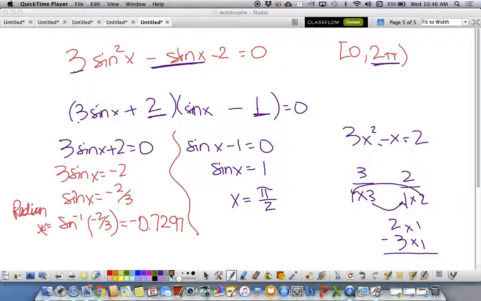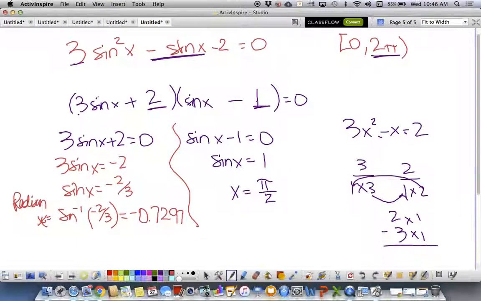We all got that? All right. Is that acceptable? No. Because I need it to be between 0 and 2 pi, so it has to be positive. Okay? Should I just add 2 pi? That's definitely going to get me one of my answers.